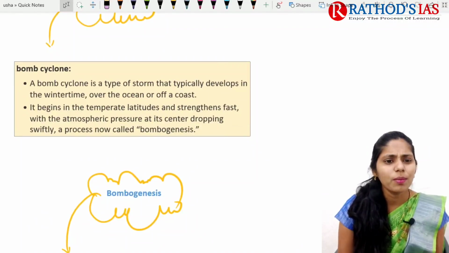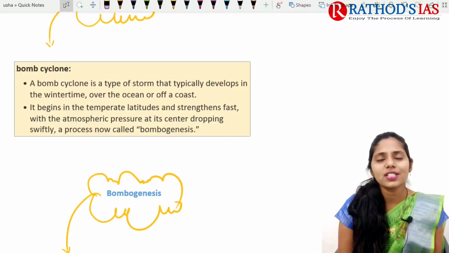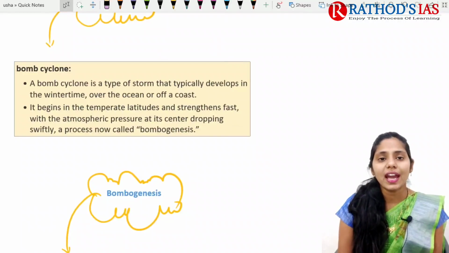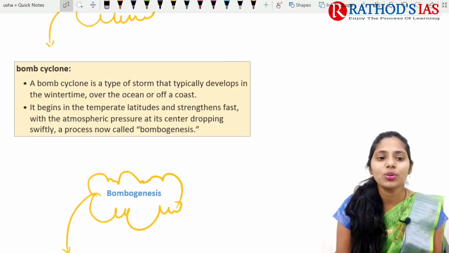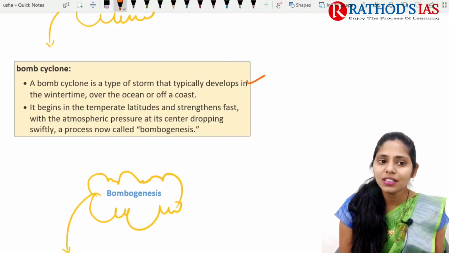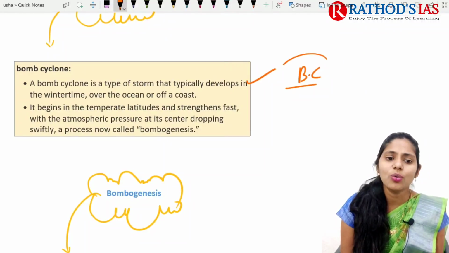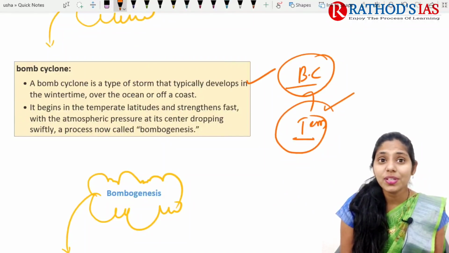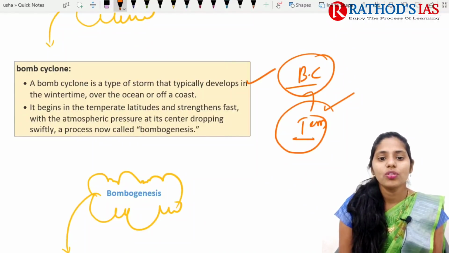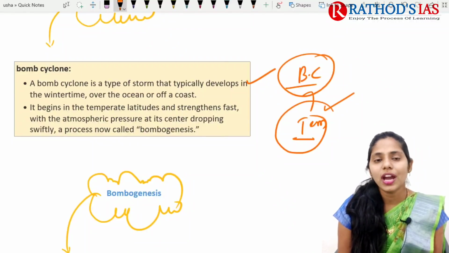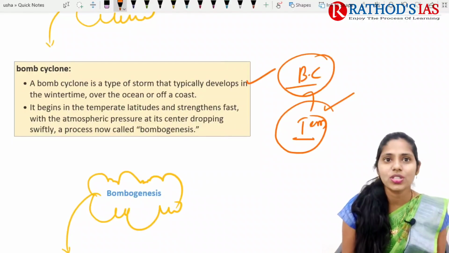So what is this bomb cyclone? A bomb cyclone is simply a type of storm. These storms mainly develop during winter time over the ocean or along the coast of these oceans. Especially we can see this bomb cyclone in temperate latitudes, and it strengthens very fast, with the atmospheric pressure at its center dropping swiftly. Finally that leads to bombogenesis.